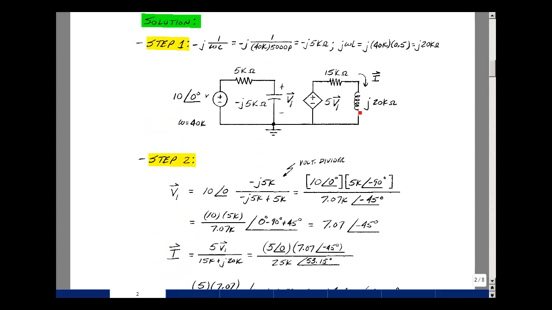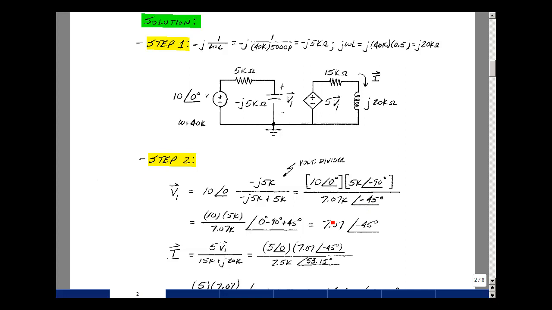To find this current, I need to know what the voltage V1 is. V1 would be a voltage divider with our input voltage: 10 at angle 0 times this impedance over the sum of the two with the 5k resistor. Since I'm doing multiplication and division, let's convert everything to polar form. This is in polar form, so that's 10 at angle 0. This is going to be 5k at angle minus 90. Putting this in my calculator, enter the real, enter the imaginary, and then hit two buttons to get the magnitude and angle. I get 7.07k, an angle of minus 45 degrees.